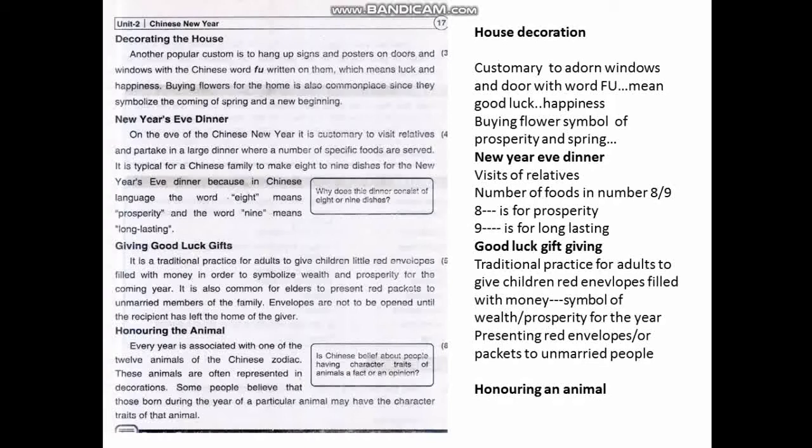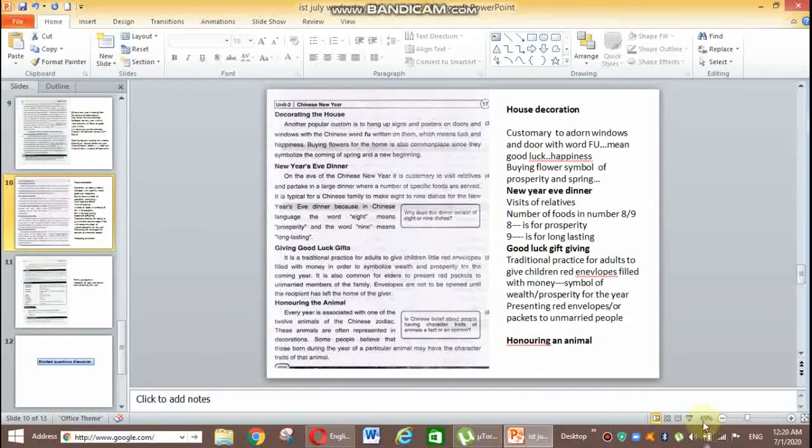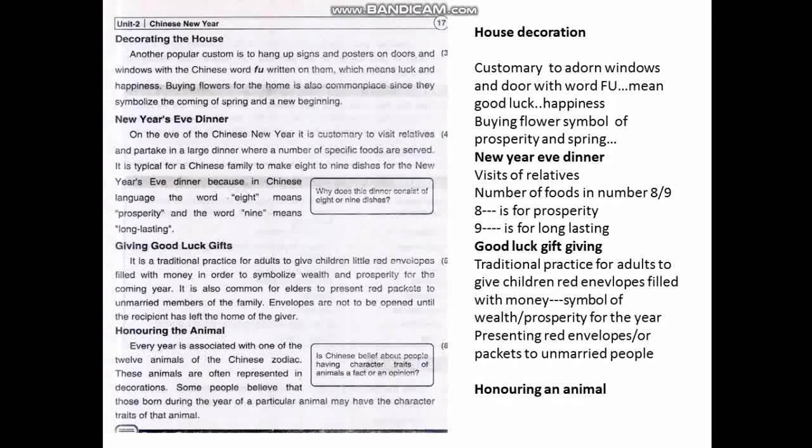Next is partake in a large dinner. Partake means to take, to get involved. Specific food means particular food. Next is practice and adult. Adult means the grown-up one. Next is the recipient, and recipient means the person. So this says that if a person gets a gift from another person, whenever the giver leaves the place, the receiver will open that red packet, and it is all about unmarried people, right?